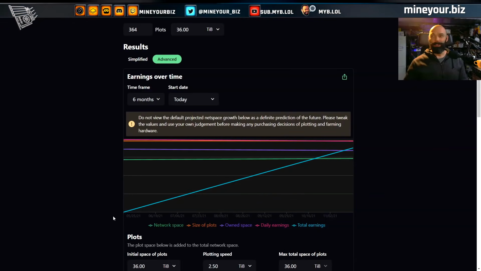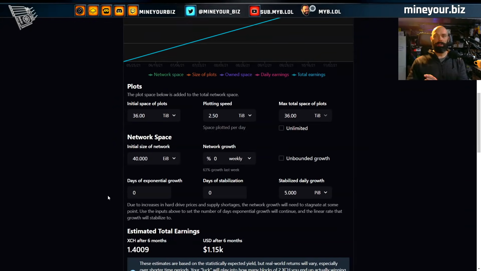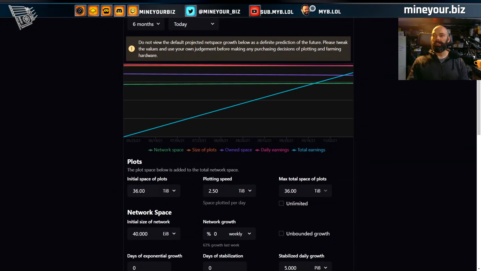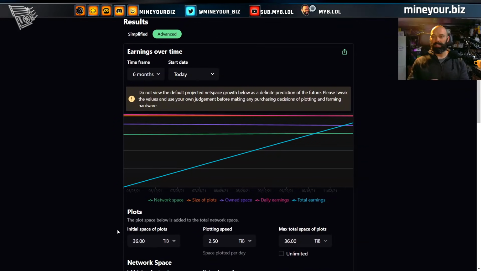Okay, so here we are looking at a fairly steady growth there, but there is stabilized daily growth of 5 petabytes per day because it's unrealistic to presume that it will stay completely static and not changing at all. So we are going to have a slight growth curve there. And then let's just pretend like you already have these plots fully done. We'll start with that projection first.